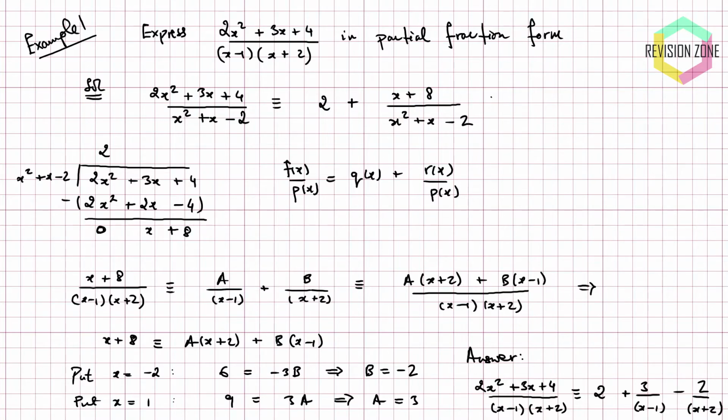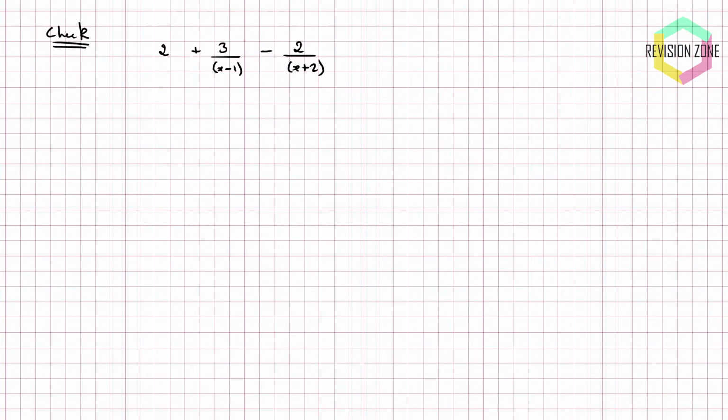So let's quickly check our answer. Let's try and undo what we just did. We just figured out that was our answer. So let's try and now combine this and see if we actually get back the top heavy fraction that we started with. So what I'm first going to do is combine these two fractions here, right?